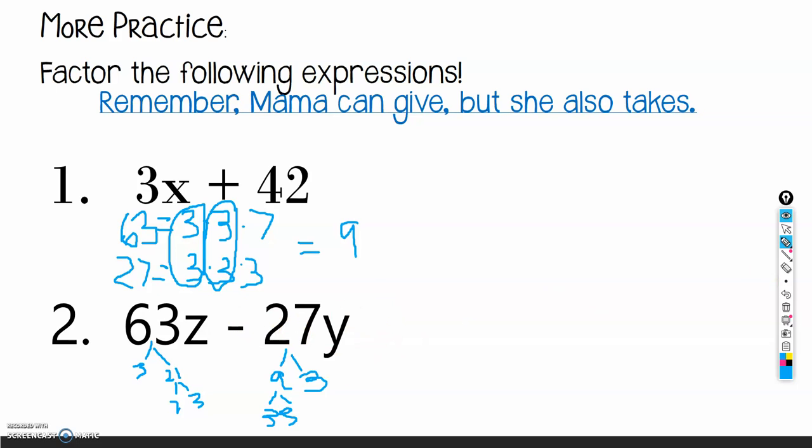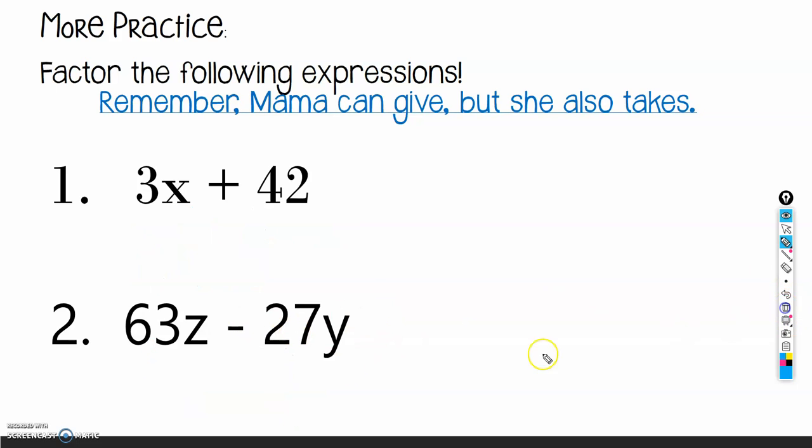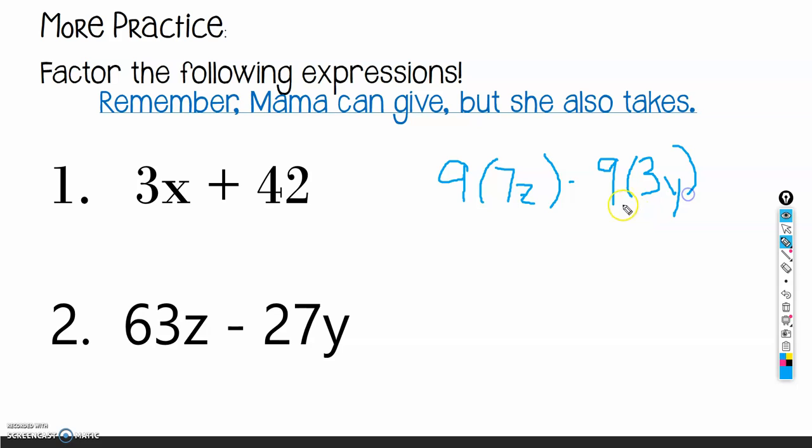So now that I know that, let me go ahead and clear this off so we have some more working space. Now that I know that, I'm going to say 9 times what is 63? Not just 63, but 63z. 9 times 7 is 63, and then I need my z. 9 times 7z is 63z. Minus 9 times what is 27? We should, again, 27y, I'm getting sloppy. So 9 times 3y is 27y.